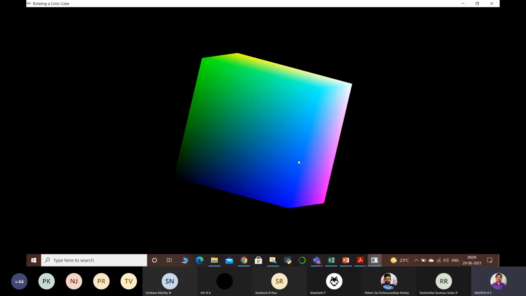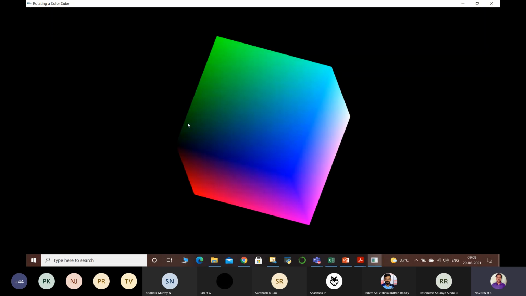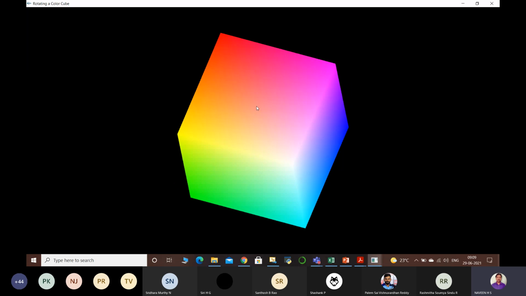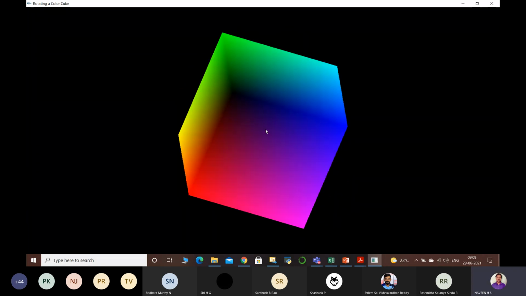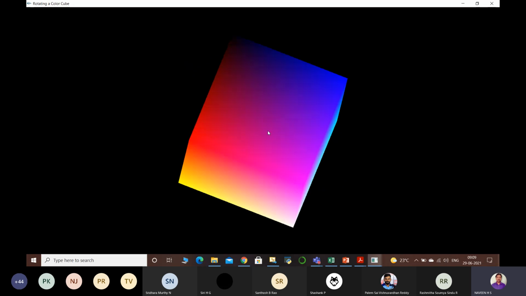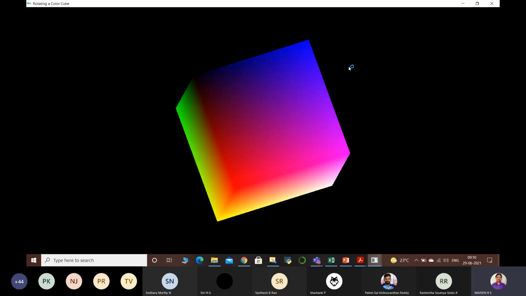And these are the colors. I said the vertices will be identified with different colors. So no vertices have the same common color. You can observe different colors that you are able to identify. And in between, your viewing volume will be filled with all the colors, all your RGB and CMY colors. So this is about your third program.